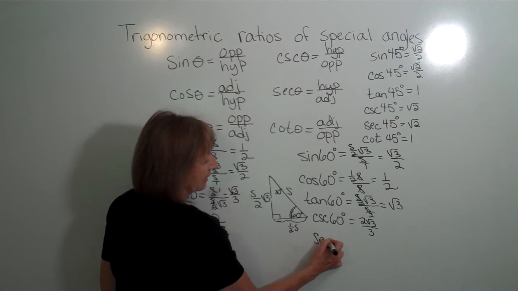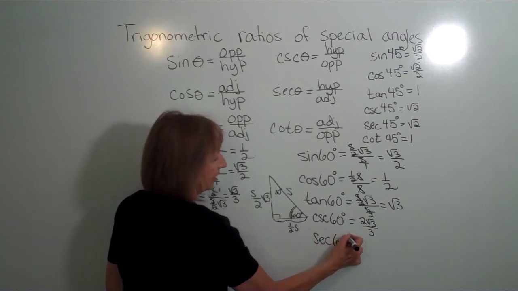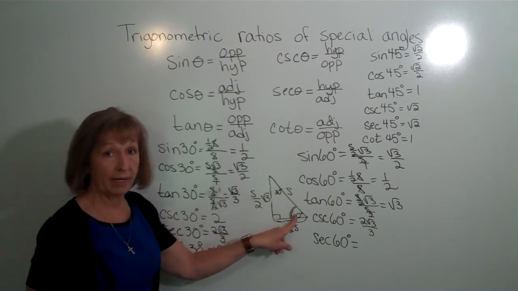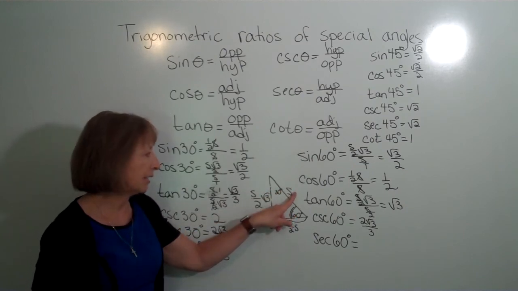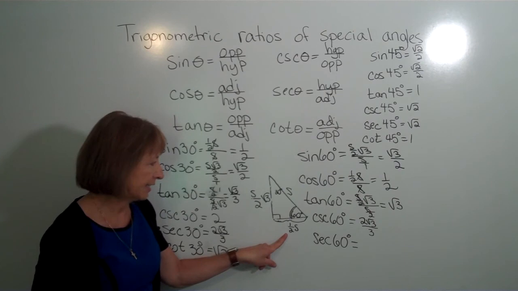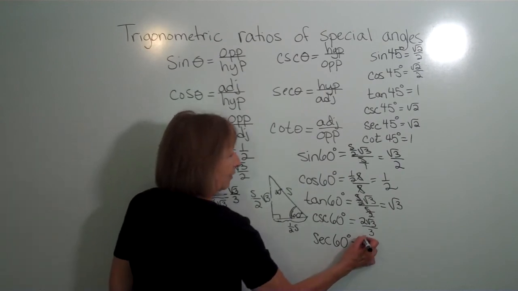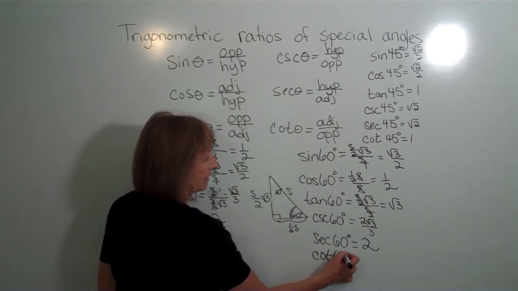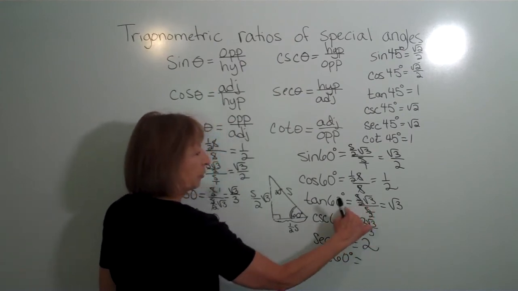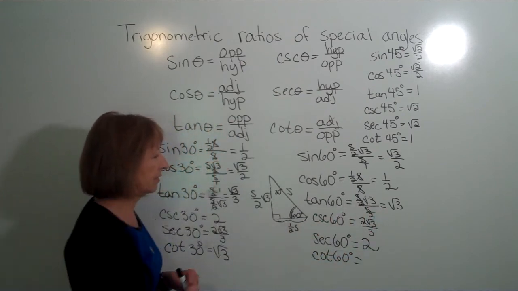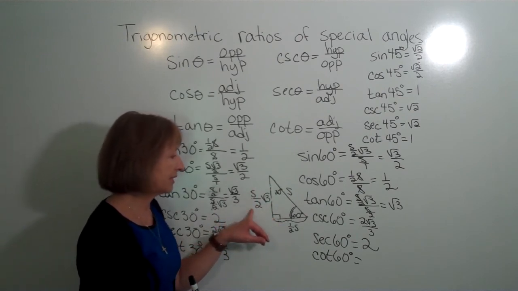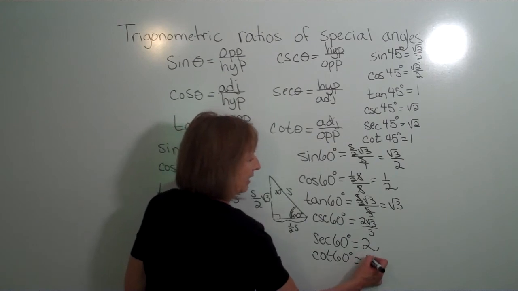The secant of 60 degrees is the reciprocal of the cosine of 60 degrees, or I can think of it as hypotenuse over adjacent, and that gives me 2. And then the cotangent of 60 degrees is the reciprocal of tangent of 60 degrees, or I can think of it as the adjacent over the opposite, and simplify, and I get the square root of 3 over 3.